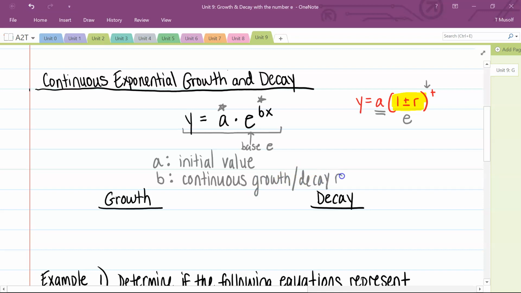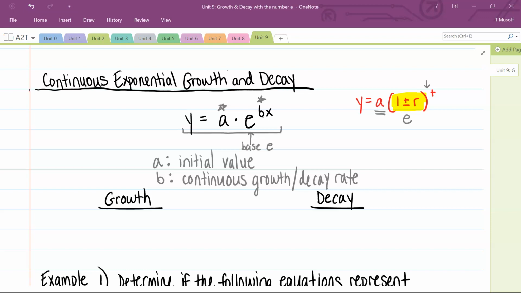Now I want to clarify something here, because in yesterday's notes, R represented the growth rate, and that was actually the percentage. So if it was growing by 10%, we used 0.10 for R. Here, this B value is called the continuous growth rate, which is different from the percentage. If I told you something was growing by 20%, that wouldn't be the continuous growth rate. 20% would be how much it grows after a year, but the continuous growth rate is how much it's growing constantly. It's a slight nuance that makes it a little different than the R value before.